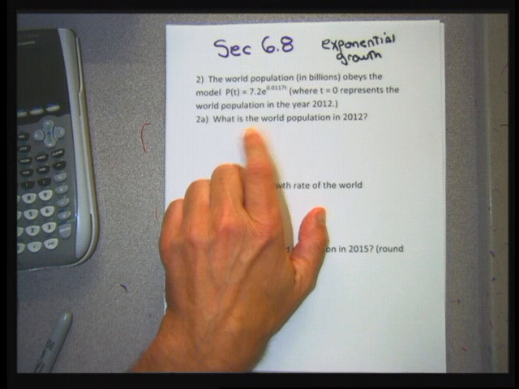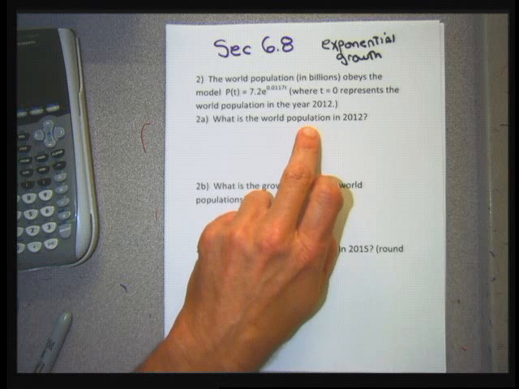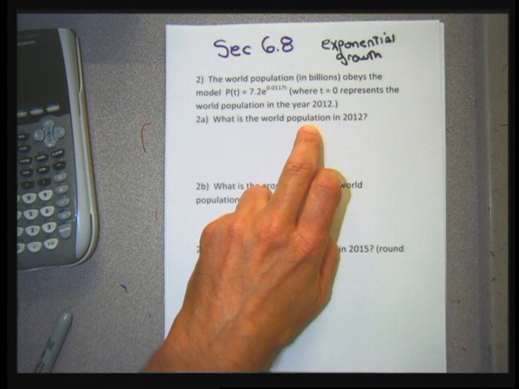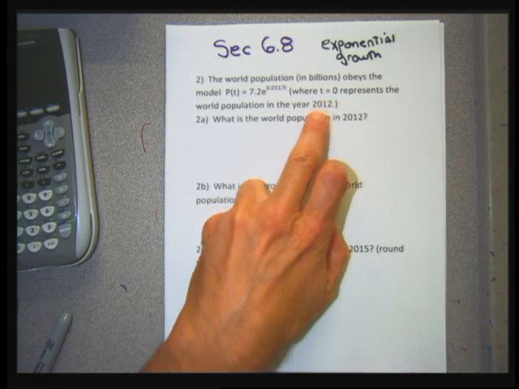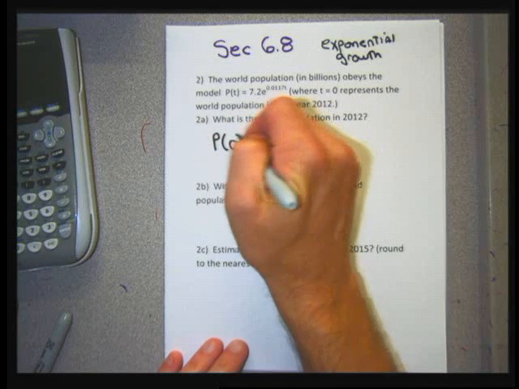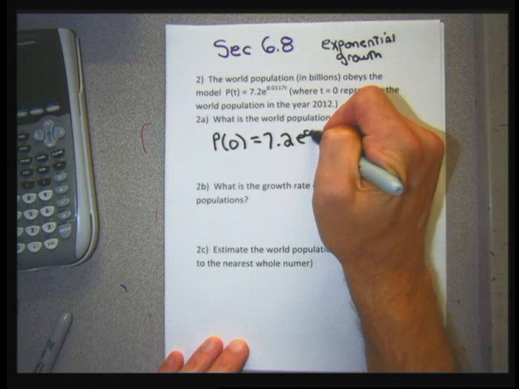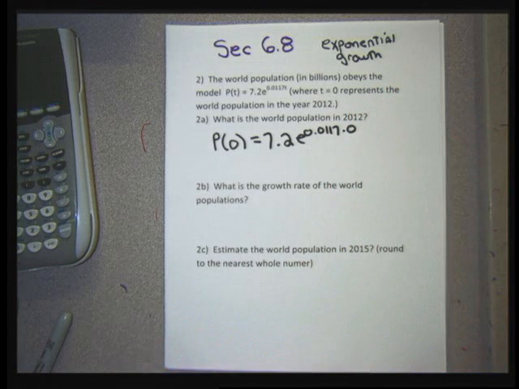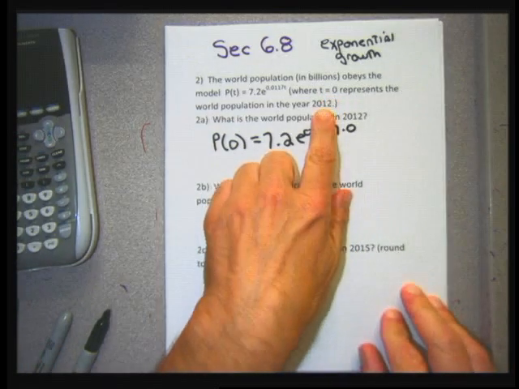So this formula says t equals 0 represents the population in 2012, and question A says what's the world population in 2012? To find that out, I'm going to use the formula, and I'm going to put 0 in for t because t equals 0 stands for 2012. The number to the left of the e is the answer that you get when you plug in 0 for t. So for part A, I'm going to plug in 0 for the t's and get P of 0. P of 0 means the population in year 0, and here year 0 is 2012.